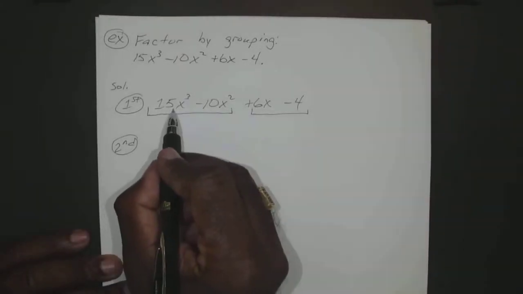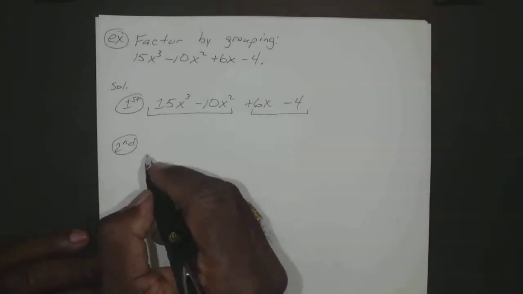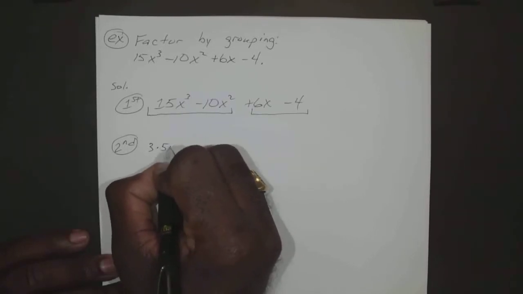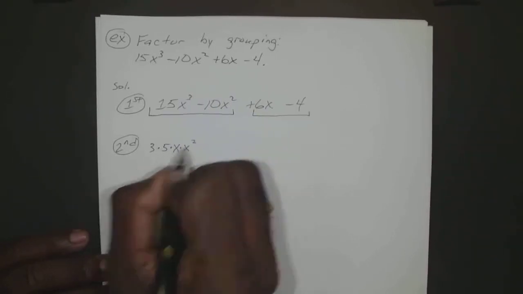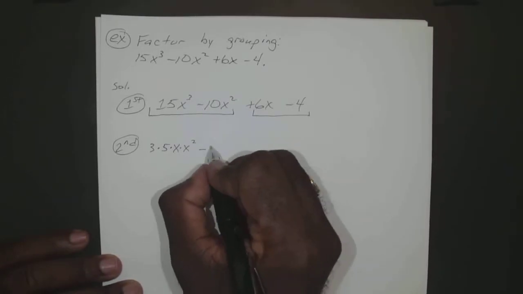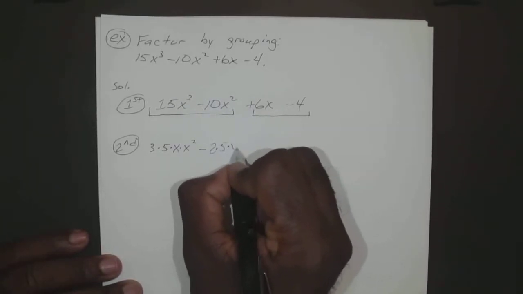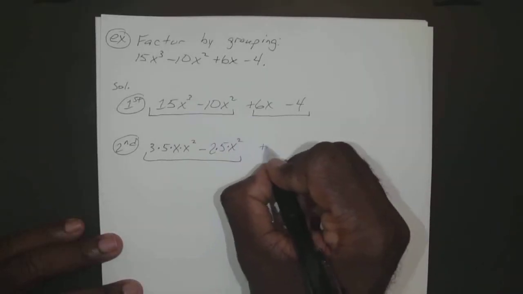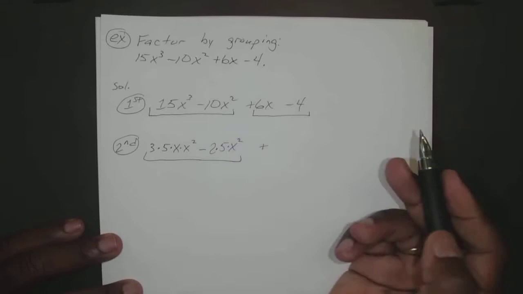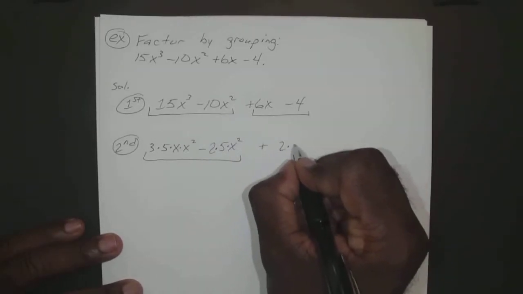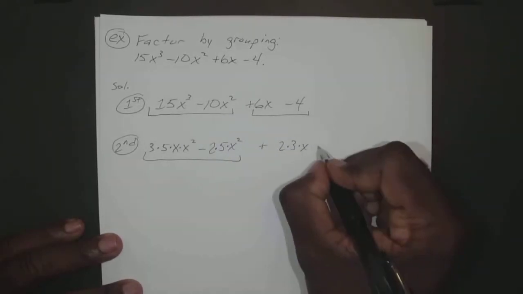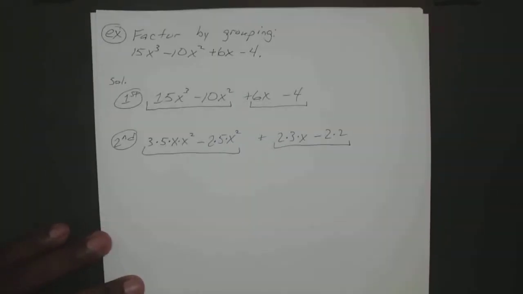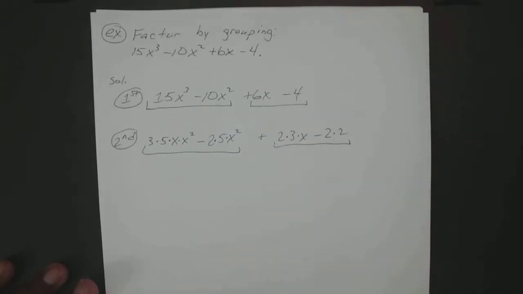Okay, so if you have 15x to the third, you can make that 3 times 5 times x squared, minus 2 times 5 times x squared, plus 6x, you can make that 2 times 3 times x, minus 2 times 2. Okay, so all you did was just break down each term.